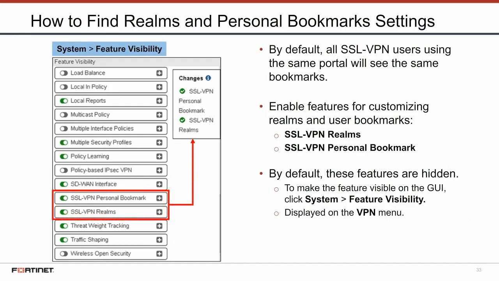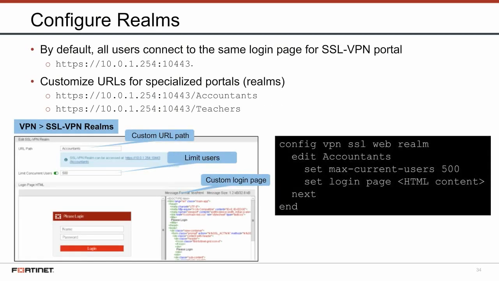By default, all SSL VPN users will see the same bookmarks configured by an administrator and the same theme. By default, the features for customizing SSL VPN realms and SSL VPN bookmarks are hidden on the FortiGate GUI. To add flexibility to your SSL VPN deployment, you may consider configuring SSL VPN realms. The realms are custom login pages.